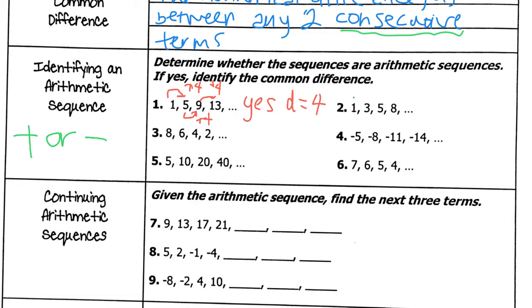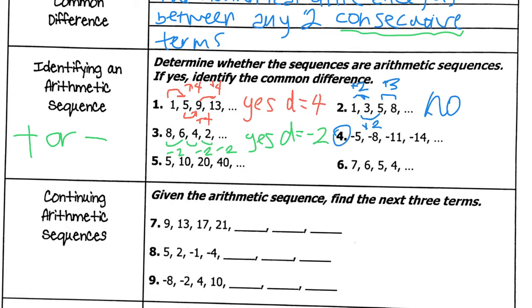For number 2, to get from 1 to 3, we add 2. From 3 to 5, we add 2. But from 5 to 8, we add 3. Because that is not a constant difference, it cannot be an arithmetic sequence. For number 3, from 8 to 6, we subtract 2. From 6 to 4, we subtract 2. And from 4 to 2, we subtract 2. So this one is also yes, but this is our first example of a negative D value.